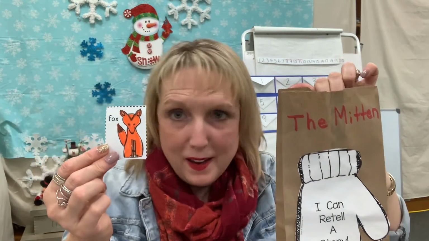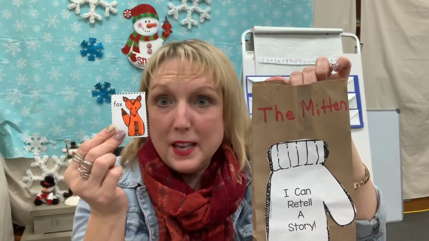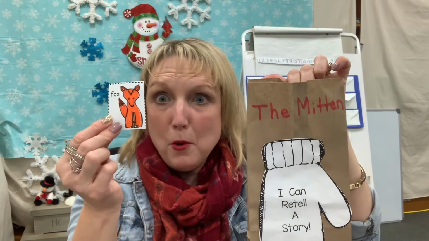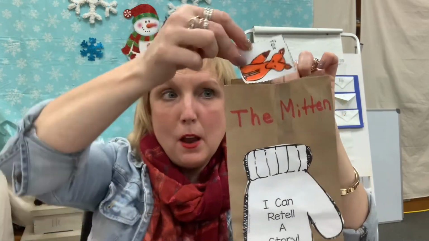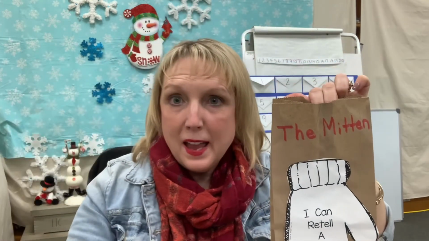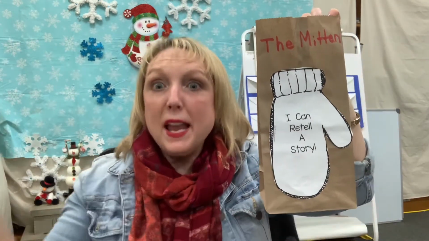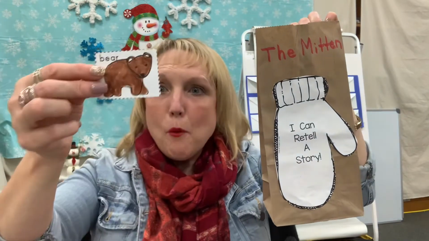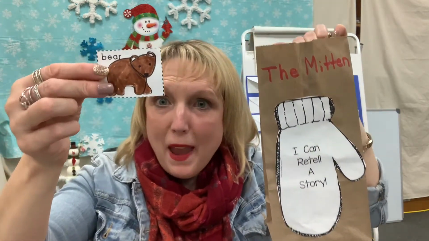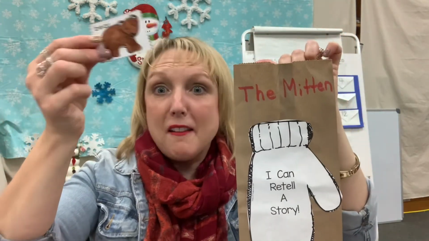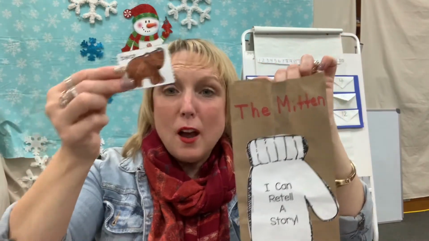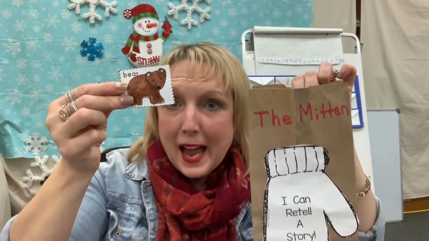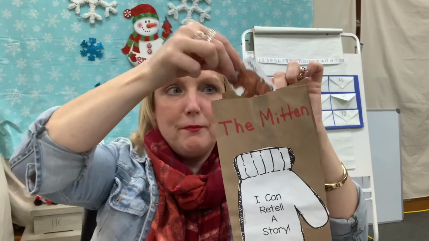And nobody wants to fight with the fox. He has very sharp teeth. So they all move over and into the mitten goes the fox. And the last animal and the biggest one, they went from small to biggest, was the bear. And the bear said, "I'm coming in." And he took up almost every last little bit of space.